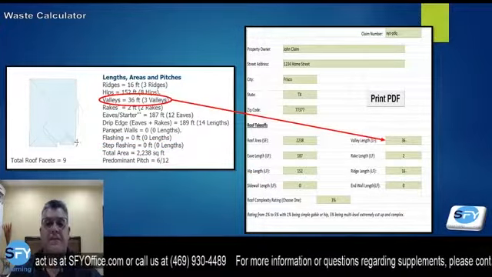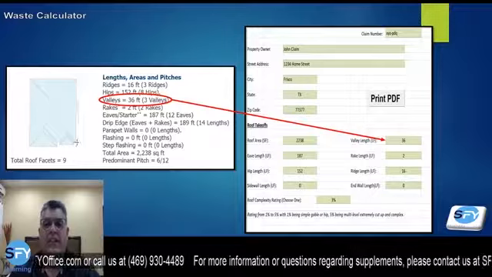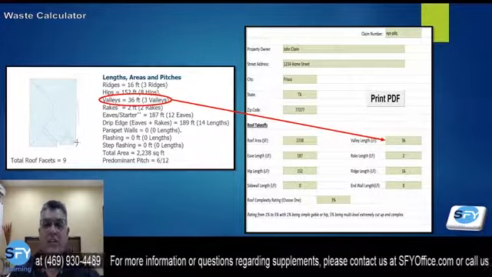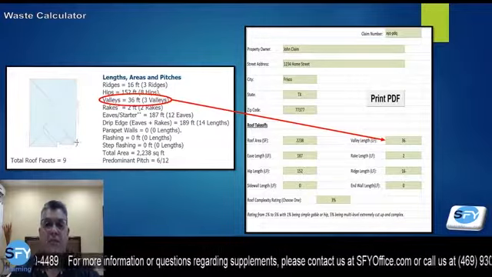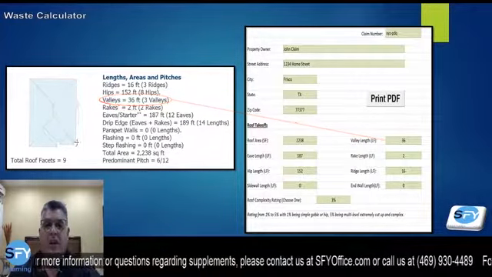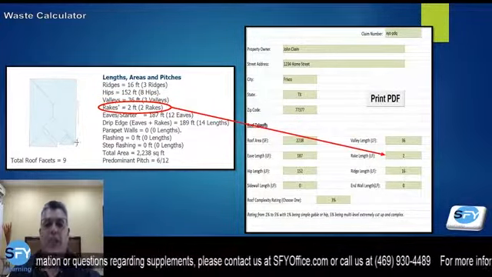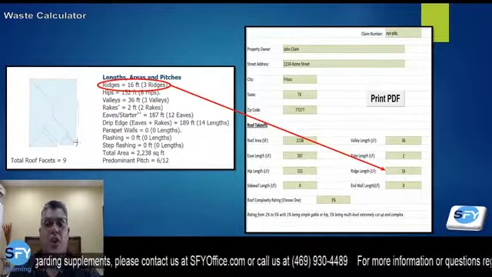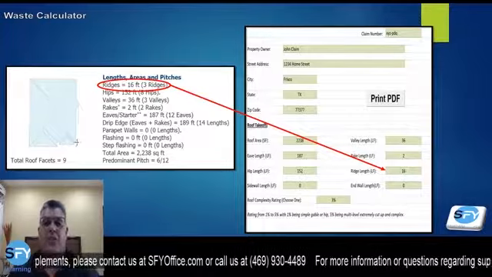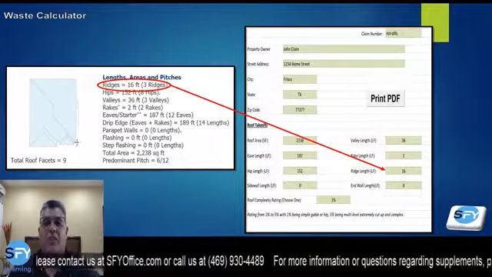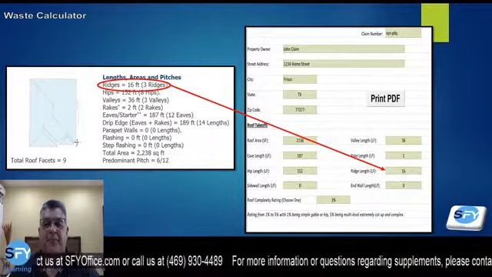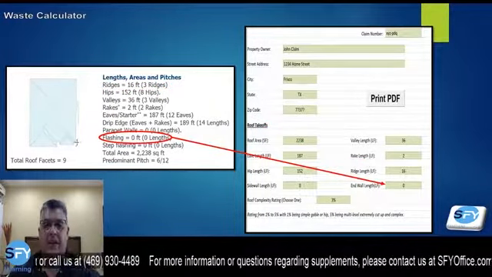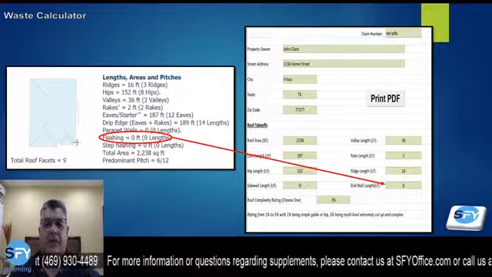The valleys, very important to calculate these because there's going to be a lot of waste as a result of these type of cuts that cannot be reused. Definitely the rakes, again, more cuts. The ridge, this will all help, again, determining all of your ridge and hip caps. The end wall length is going to be your L flashing. Okay, that's what this is all about.